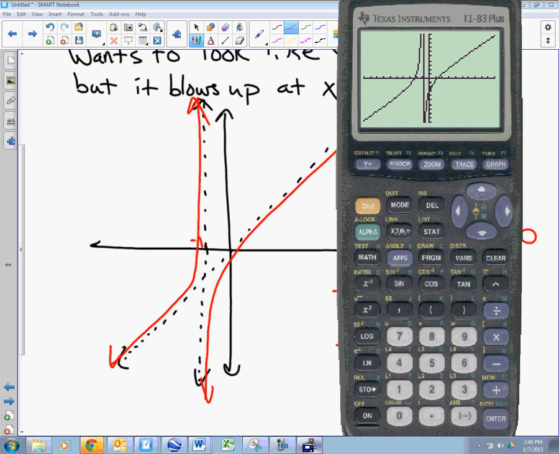Okay? Question. My calculator draws a vertical asymptote, even though it really shouldn't. So different calculators have different settings for that.